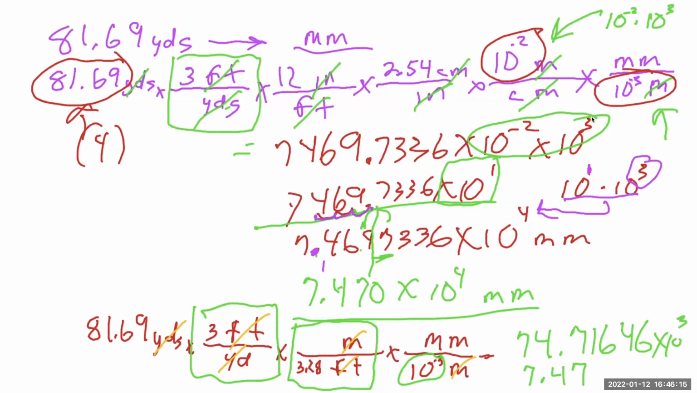Come on, computer. 7.472 times 10 to the, I move this one place to the left. Let's make this bigger, 10 to the 4th millimeters. So that's the answer doing it this way, 7.472, 7.470, and just basically the same number, so there's consistency there.